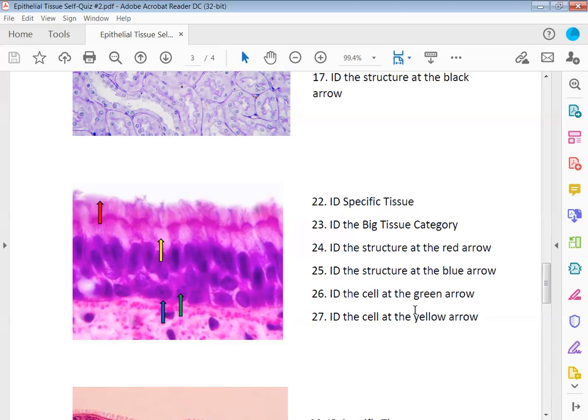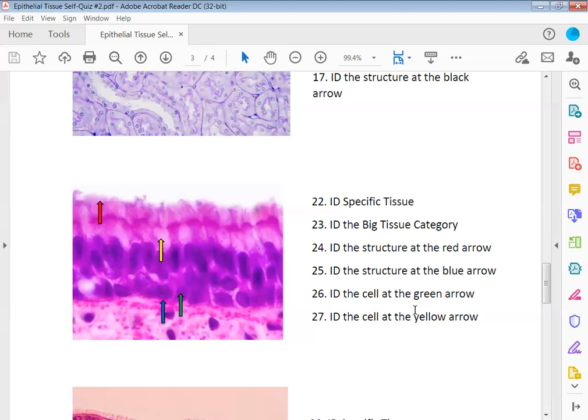23, identify the big tissue category. 23, the big tissue category is epithelial or epithelium. Number 24, identify the structure at the red arrow. Number 24, the structures at the red arrow are the cilia.